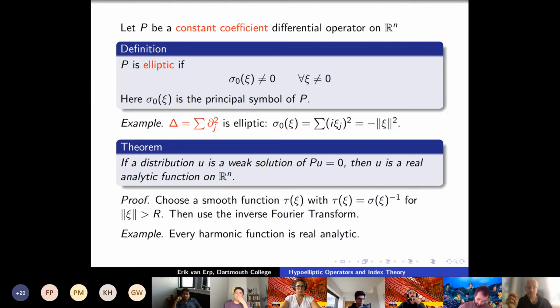So, for example, this is a well-known fact: the Laplace operator is elliptic, and therefore this implies immediately that harmonic functions are real analytic. Good, it's a well-known fact, but this generalizes it. Okay, so ellipticity means invertible principal symbol, and it's relevant because of Fourier theory. That's the message I want to get across here.